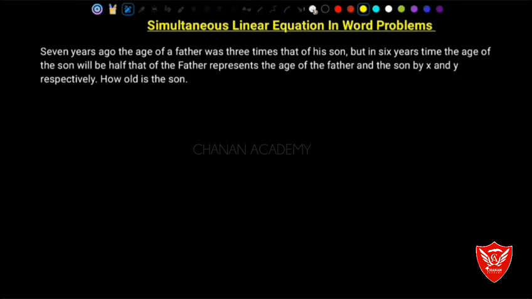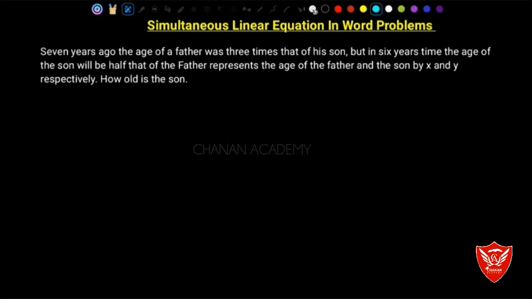Sometimes simultaneous linear equations can come as a word problem, like the one we have before us here. It says 7 years ago the age of a father was 3 times that of his son, but in 6 years time the age of the son will be half of that of his father. Represent the age of the father and the son by x and y respectively. How old is the son?